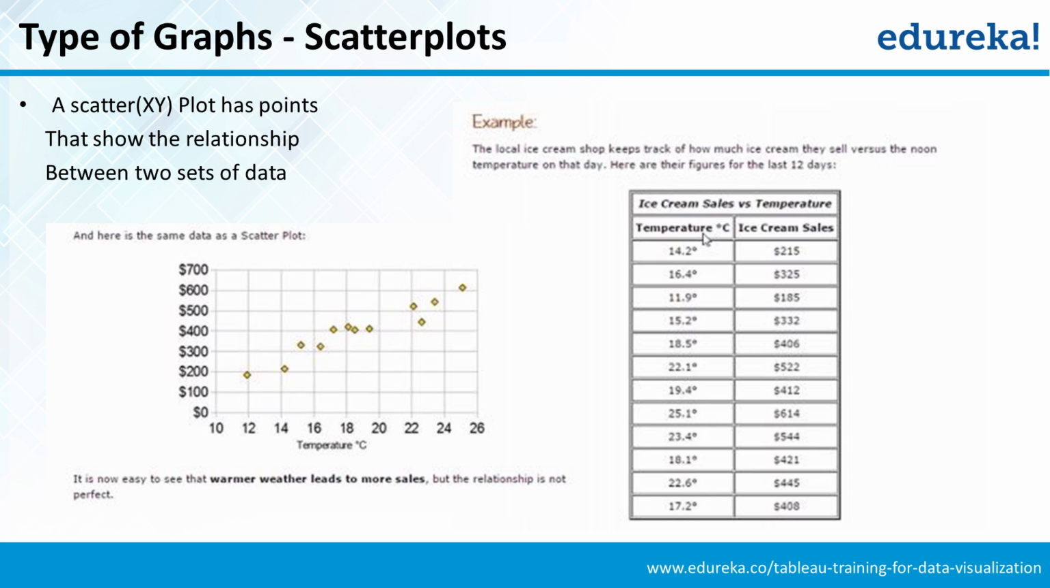Then we are able to visualize that between temperature and ice cream sales there is in fact a relationship. See, if you look at this data on an overall level, you see as the temperature is increasing, ice cream sales is also increasing. This is called a positive relationship. Okay, so we say there's a positive relationship between these two data sets.